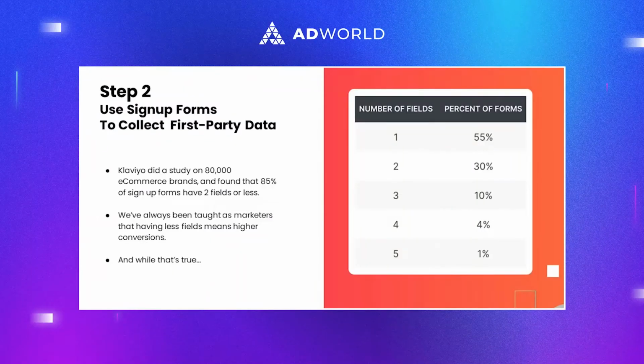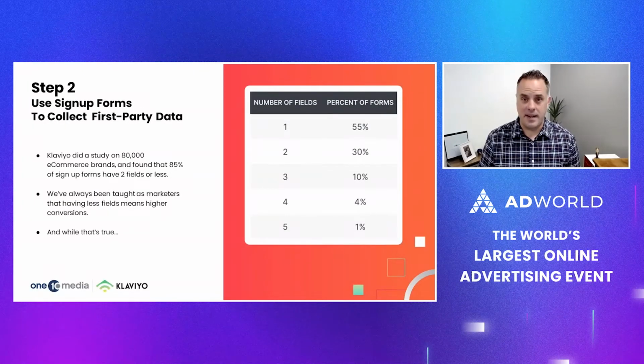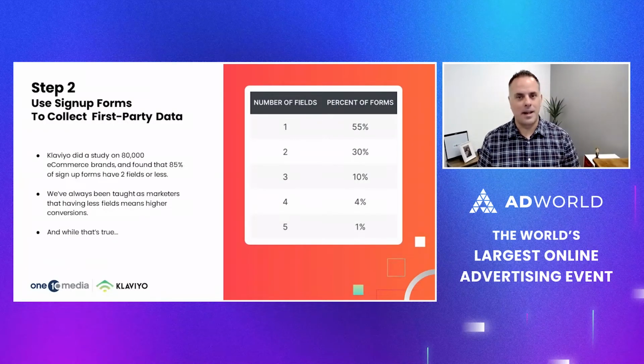All right, so step 2 in this process is start collecting that first-party data on your sign-up forms. Klaviyo recently did a study of 80,000 e-commerce brands and found that what we all know, right? Sign-up forms are usually 1, maybe 2 fields.